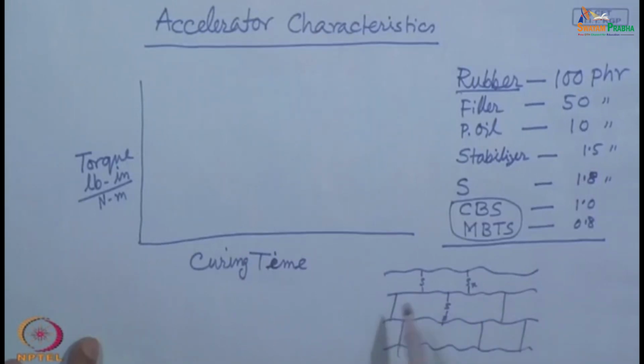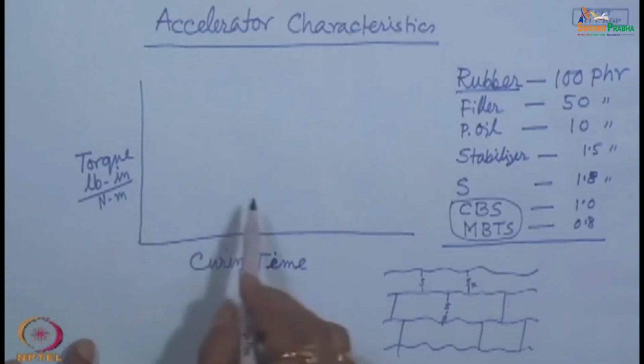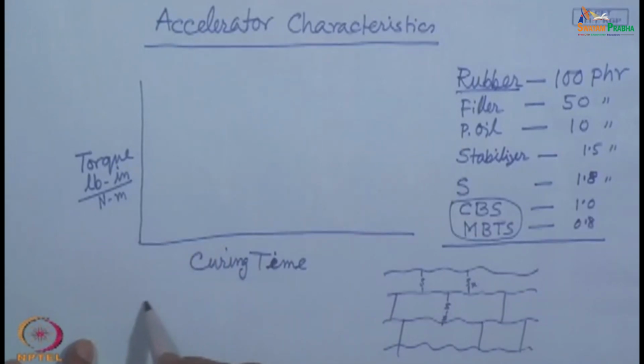During that cross linking formation, the mobility or the flexibility of the segments in between two cross links gradually changes with the introduction of more and more sulfur cross link bonds, and that actually manifests as the development of torque in the rheometer. This kind of rheogram is produced by a rheometer.